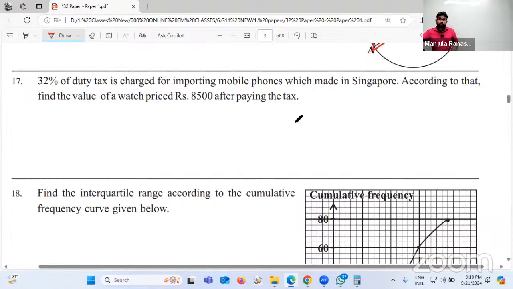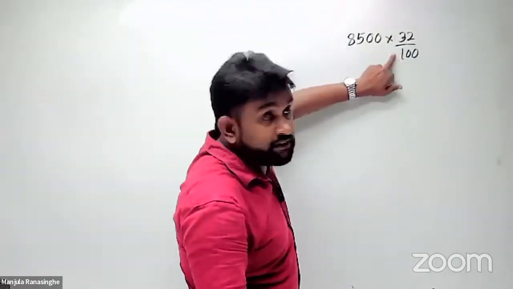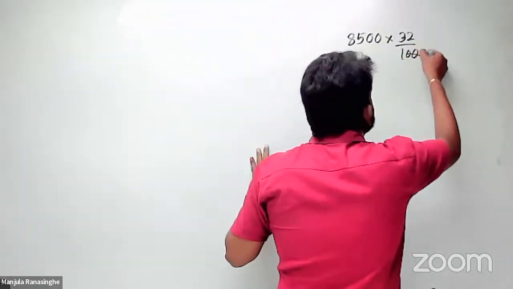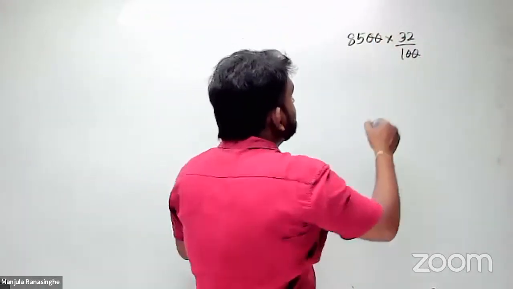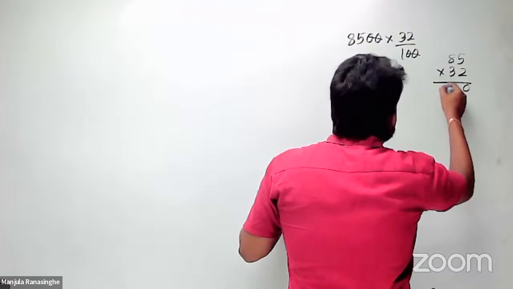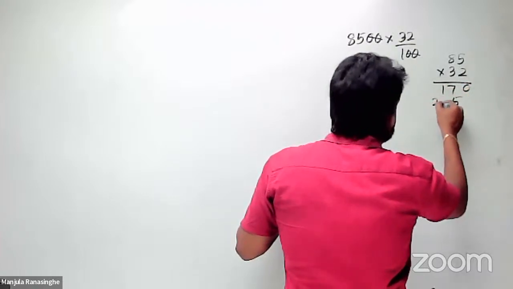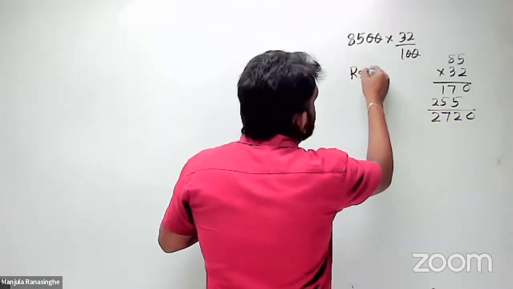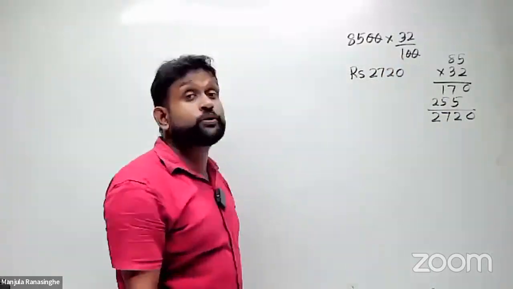So for 8,500, it is applied 32%, right? 32 upon 100. You can first find the duty tax applied on that. So 32% means 32 upon 100 of 8,500. Now you can simplify these two zeros and just multiply 85 by 32. Here it becomes 2,720 rupees. That is the duty charge.